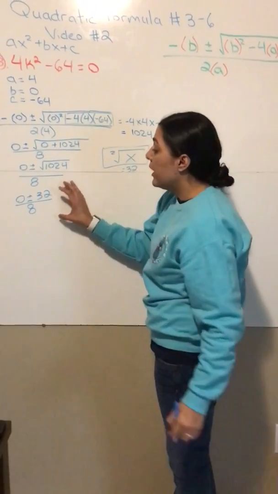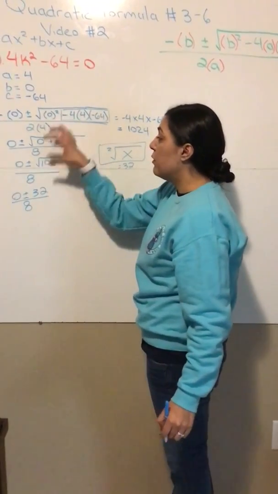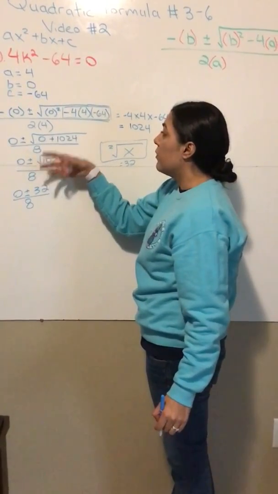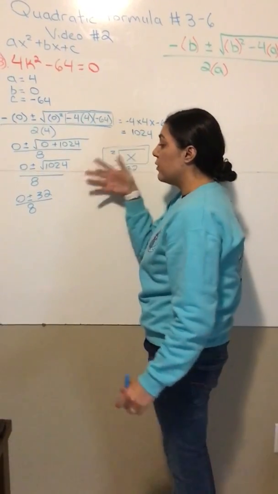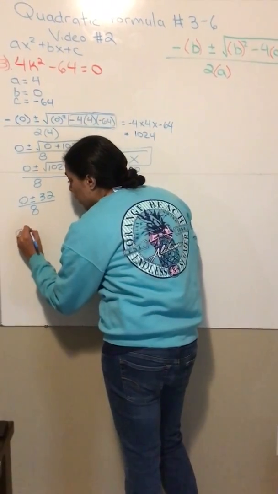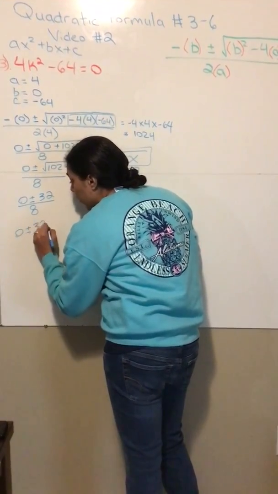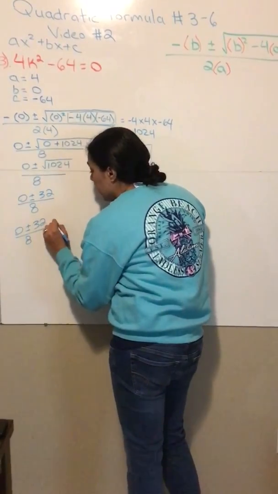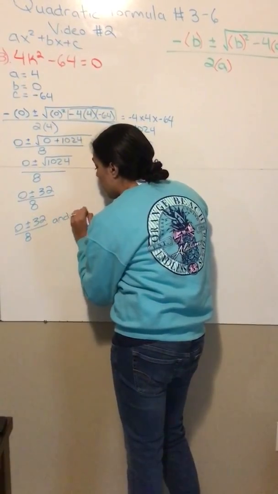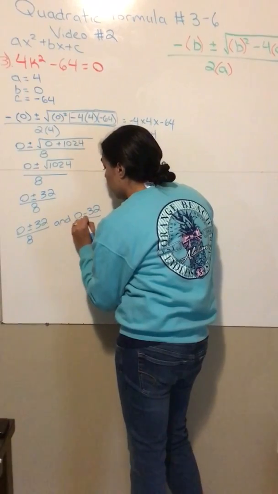And so now that we got it just down to numbers, with no more square root symbols and all this, you can write it twice. So you're going to say 0 plus 32 over 8 and 0 minus 32 over 8.